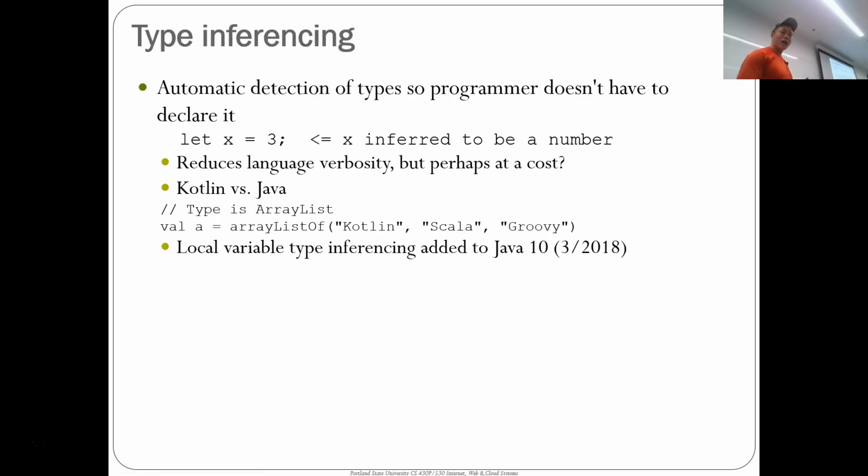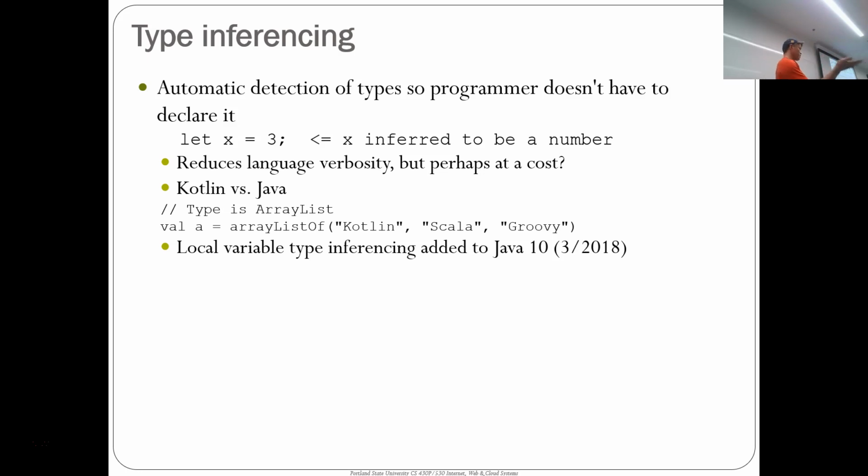Okay, so another aspect of your programming language is type inferencing. Some people like this, some people don't. It's the automatic detection of types so that the programmer doesn't have to declare it. You'll find with statically typed languages, they're extremely verbose. It's a pain in the neck for some programmers to have to annotate the type of everything everywhere in the program. So type inferencing allows you to drop some of those labels.